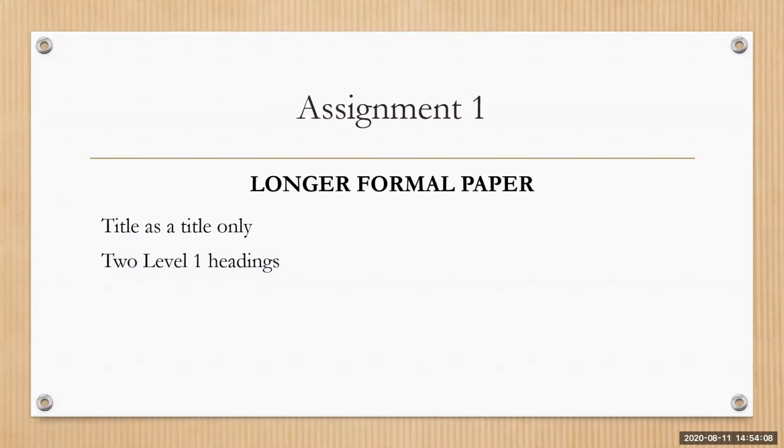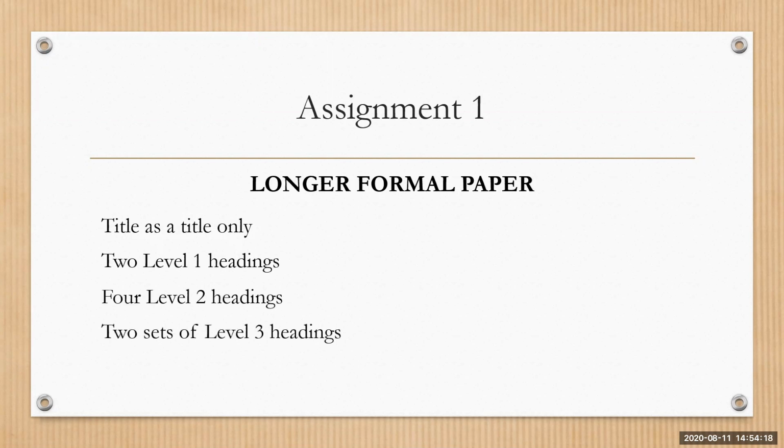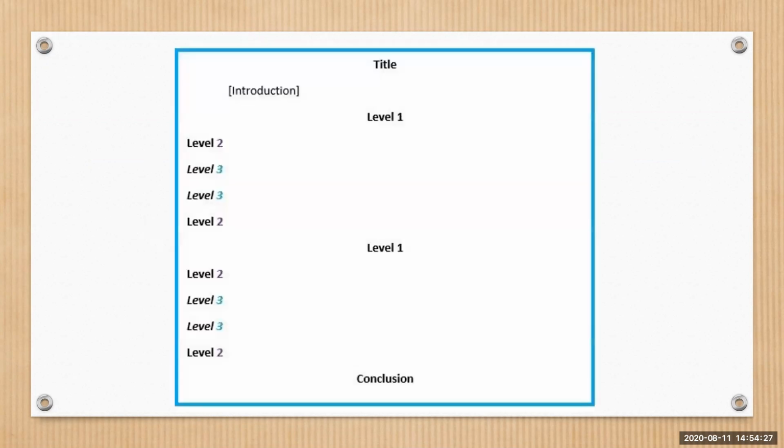Here's the pattern. You're going to have 2 level 1 headings after you put your title in, followed by 4 level 2 headings and 2 sets of level 3 headings. And of course we have a conclusion, which is considered a level 1 at the end of the paper. So let's look at it. So this is what it's going to look like.